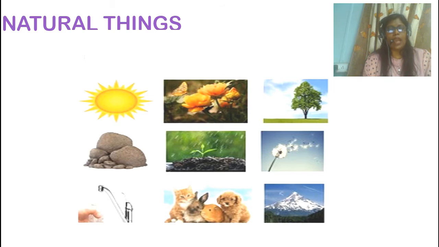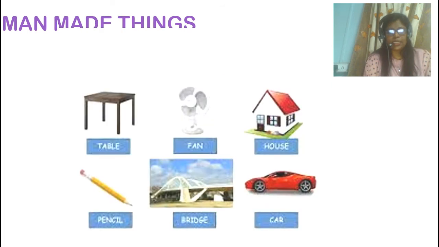Like here we have a sun, stone, water, flower and plant. Here some puppies and some cats are there. So the animals, tree, flower and mountain, all these are natural things. Now man-made things are the things made by man. Examples are table, fan, house, pencil, bridge and car.